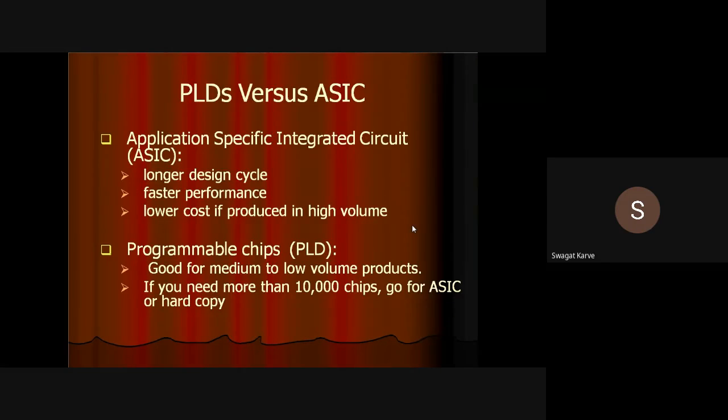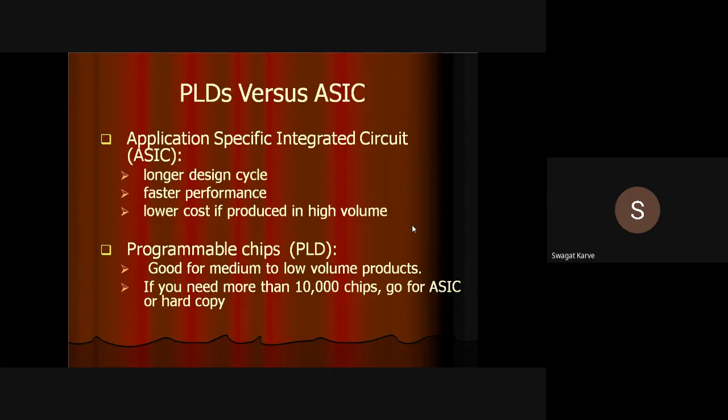Then lower cost if produced in high volume. Okay, it has lower cost, right? That is produced in high volume. And what about PLDs? So good for medium to low volume products. If you need more than 10,000 chips, go for ASIC or hard copy.